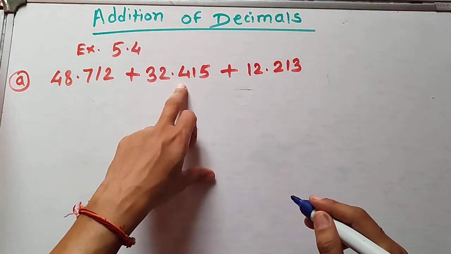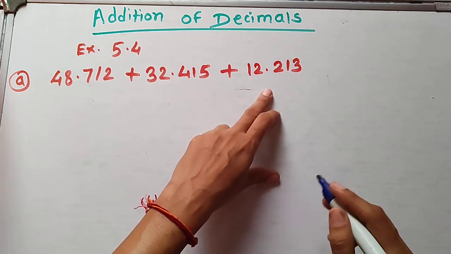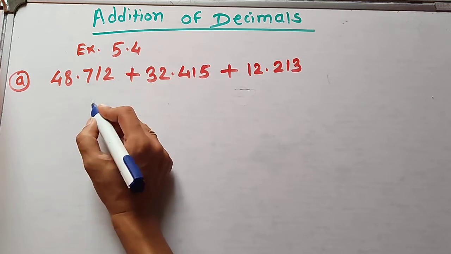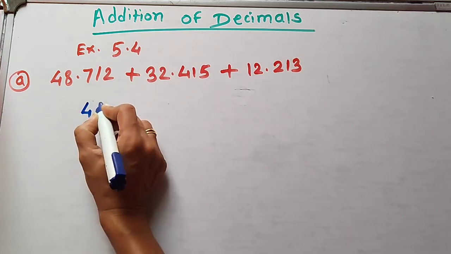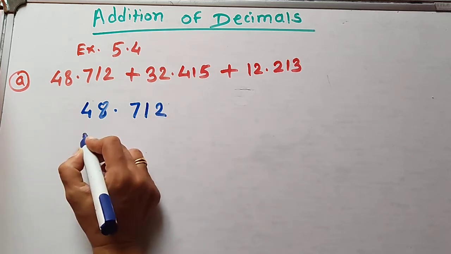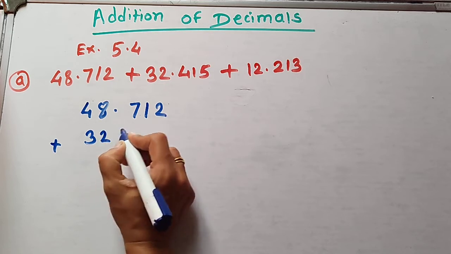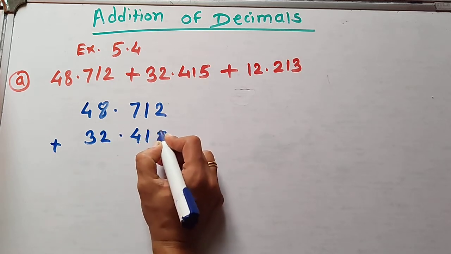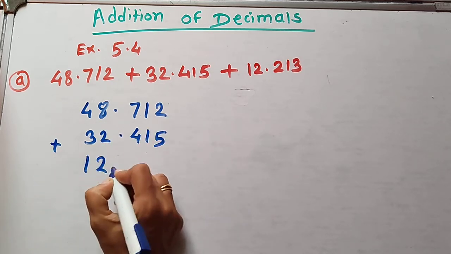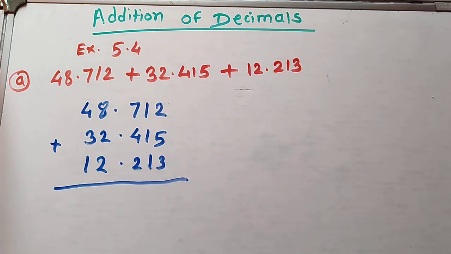48.712, 32.415 plus 12.213. Okay, so first step you have to arrange all the decimals in a column. 48.712 plus 32.415 plus 12.213. Okay, now you have to add all the decimals.